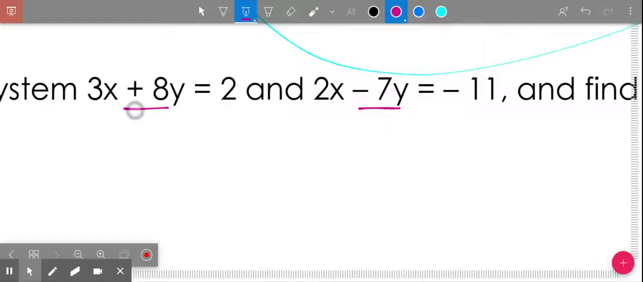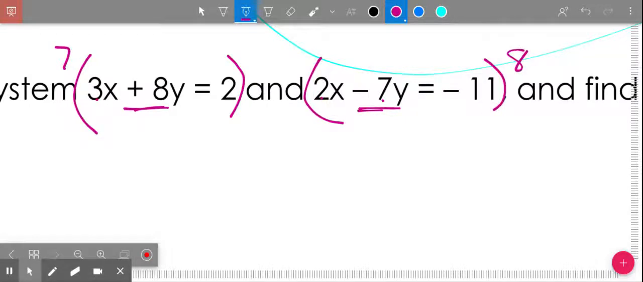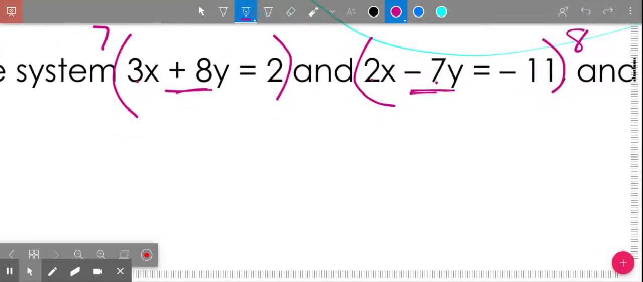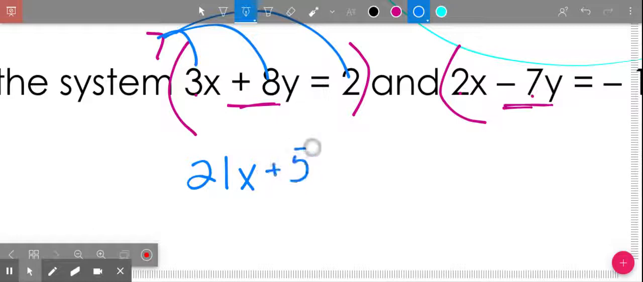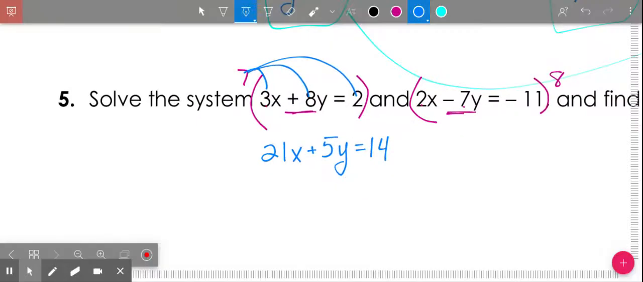So that means I'm going to use those coefficients to multiply both equations by, because there's no way to get 2 to be a 3, and there's no way to get a -7 to be an 8. So that means we have to multiply both equations. So I'm going to multiply everything over here by a 7 and everything over here by an 8. I don't need to worry about the negatives because they're already different signs, which is good. So when we do this, we have to multiply everything. So 7 times 3 becomes 21x. 7 times 8 becomes plus 56y is equal to 7 times 2 becomes 14. And then multiply everything over here.